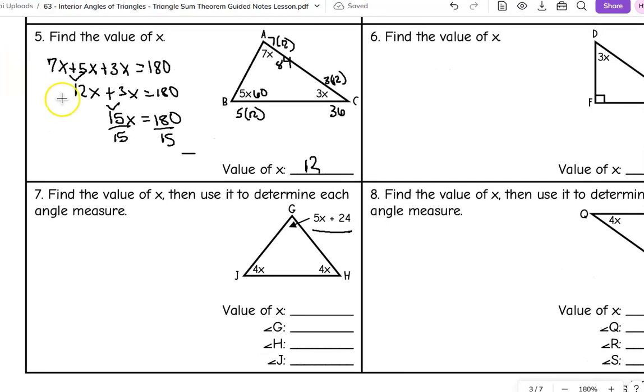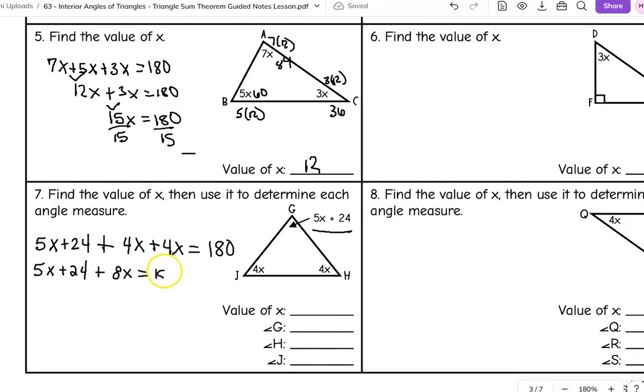Okay, so I'm going to start with G. So I know that G is 5x plus 24. So I'm going to say 5x plus 24 plus H is 4x plus J is 4x. Remember, we're adding everything. And all together, the sum has to equal 180. Now I'm going to put like terms together. I can't add 5x plus 24 because one of them has a variable and one of them doesn't. But I can add 4x plus 4x, which gives me 8x, and the whole thing still equals 180.